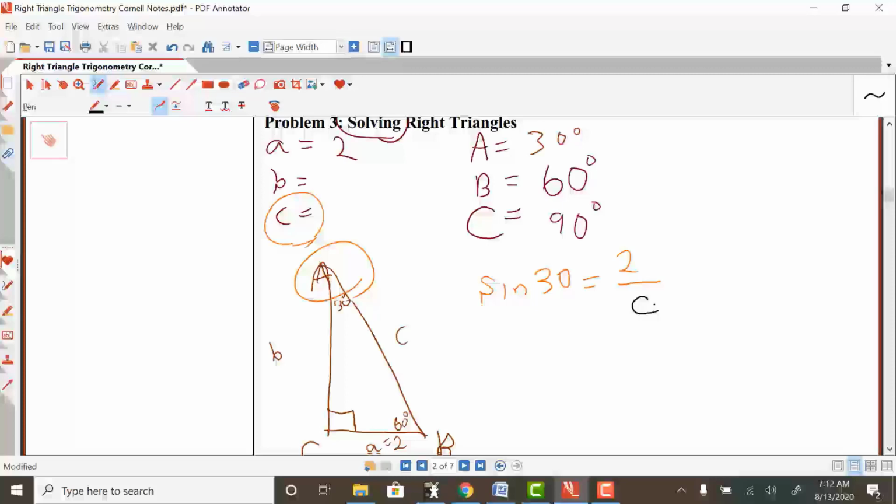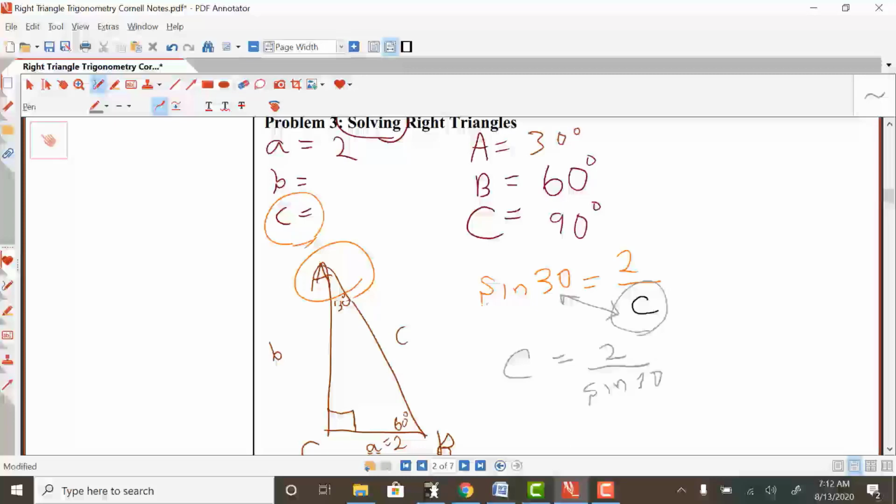Now, because what we're looking for is in the denominator, it's going to be a bit tricky. I would suggest the following. If what you're looking for is in the denominator, I want you to just switch it with this. So in other words, it's going to be c equals 2 over sine 30.